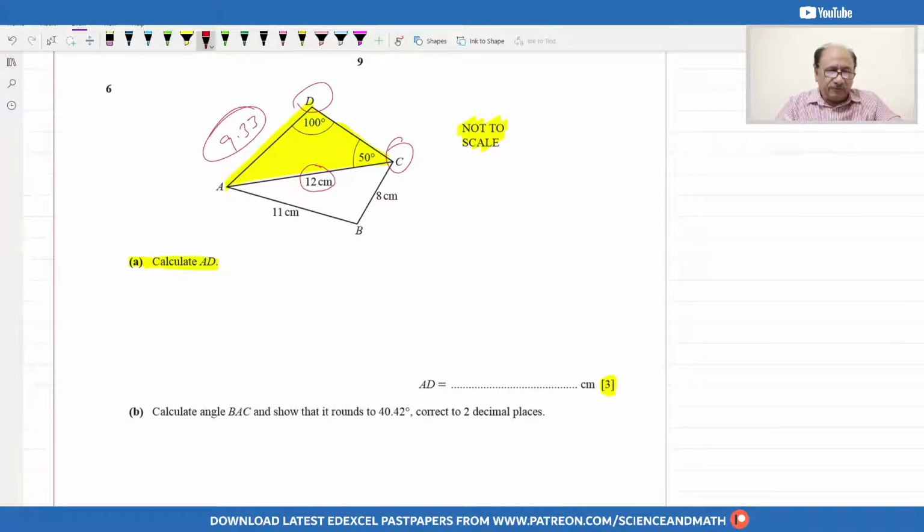So this is the sine rule which we'll be applying. We'll be taking 12 and its opposite angle. So we can write 12 divided by sine of 100, and similarly we can write AD over sine of 50.